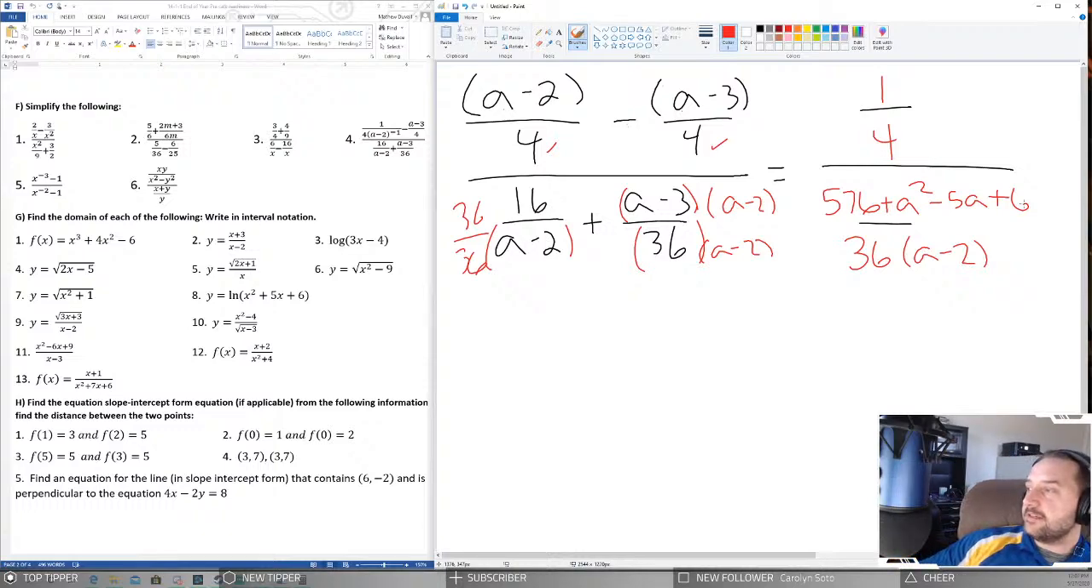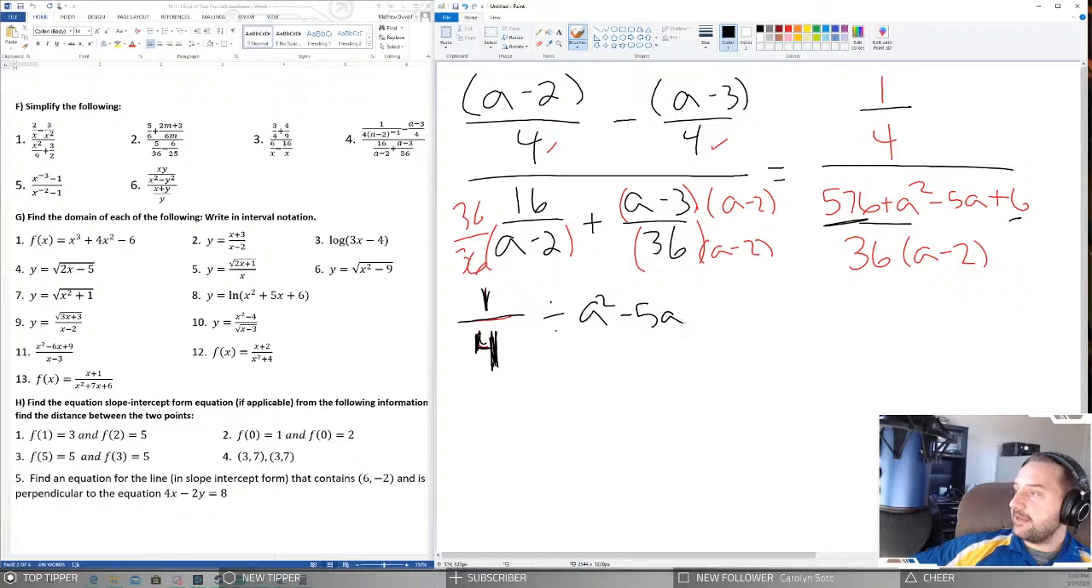So I just want to rewrite this. I'm going to rewrite it as 1 over 4 divided by, and then I'm going to combine like terms together. So I'm going to get a squared minus 5a, and then 576 plus 6 is going to give me plus 582, over 36 times a minus 2.